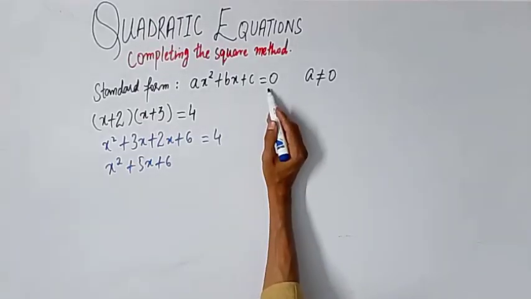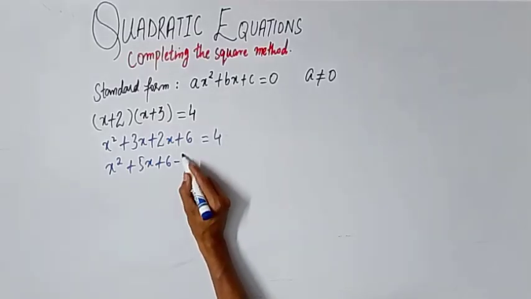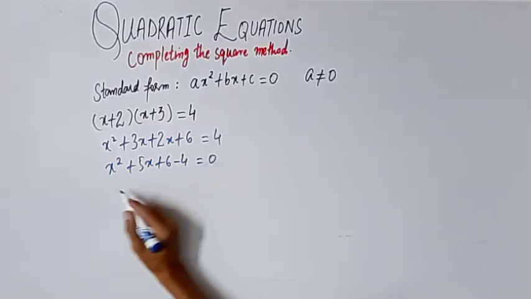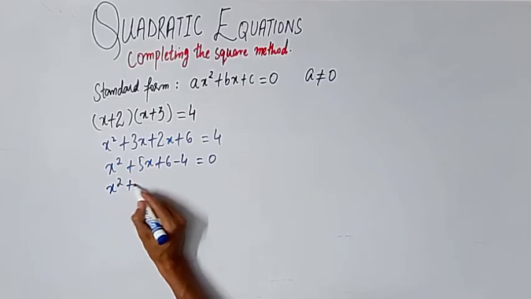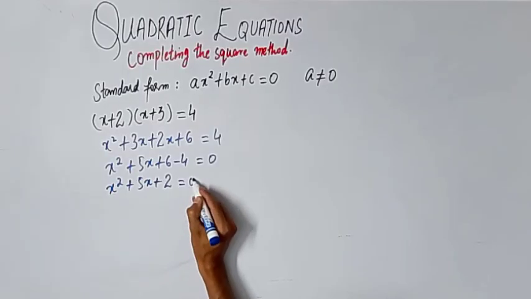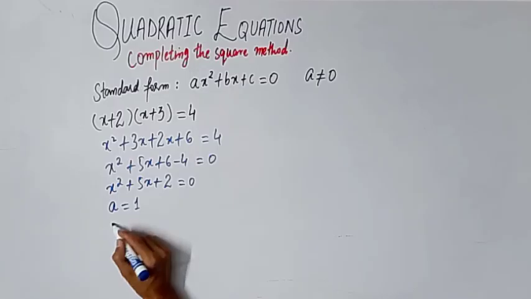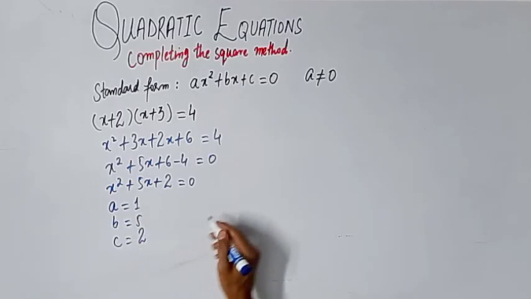According to the standard form, on the right side there must be 0. So we move this 4 over here, and it will become minus 4. So this is the standard form of this quadratic equation, where a is equal to 1, b is equal to 5, and c is equal to 2.